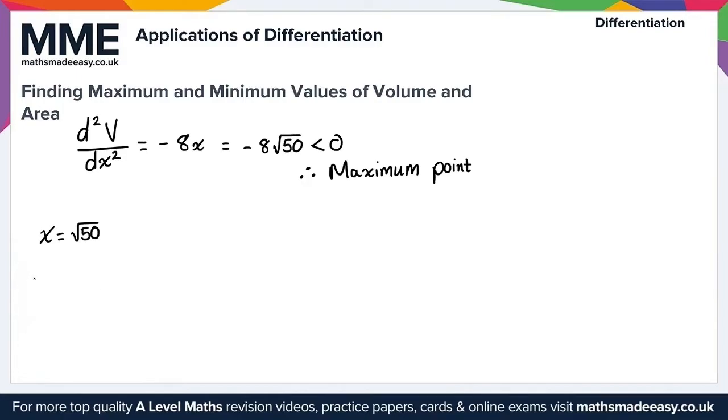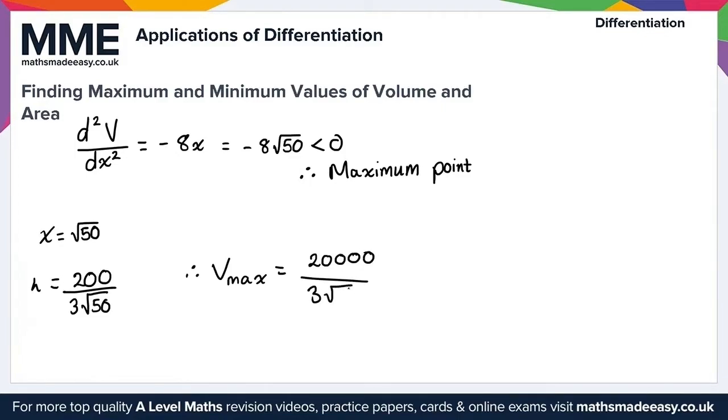And h, if we just substitute our value in here of x, is equal to 200 divided by 3 times the square root of 50. So therefore, V max here is simply equal to 20,000 divided by 3 times root 50. Okay, so 20,000 divided by 3 root 50. So that gives us everything we need there for finding maximum and minimum values of volume and area.